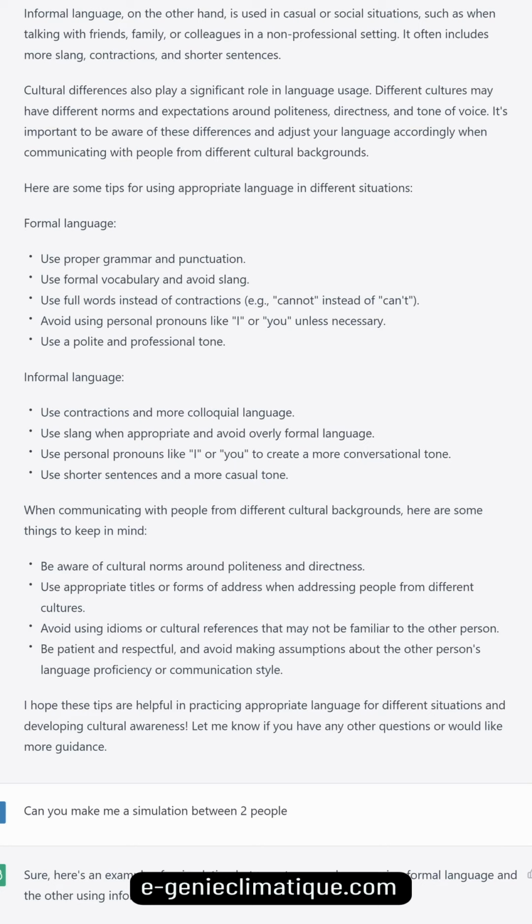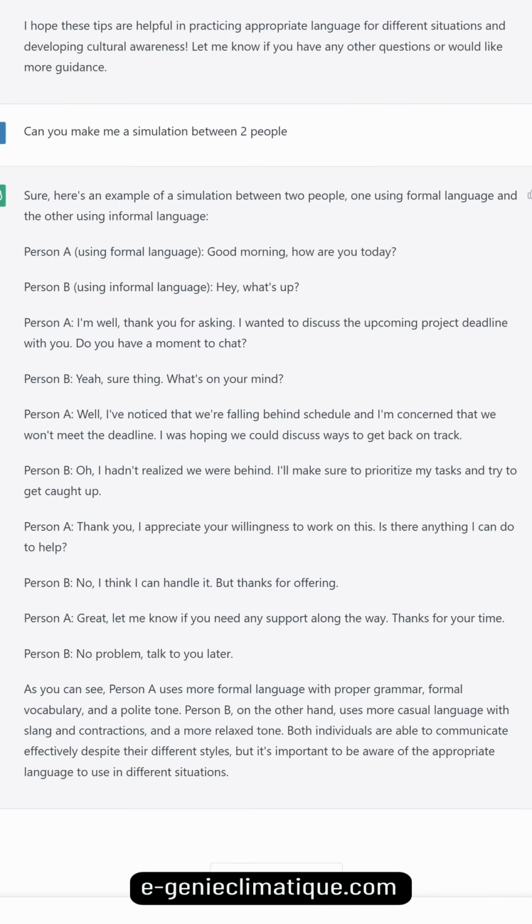I hope these tips are helpful in practicing appropriate language for different situations and developing cultural awareness. Let me know if you have any other questions or would like more guidance. Can you make me a simulation between two people?